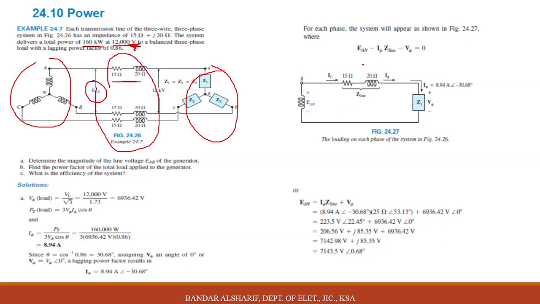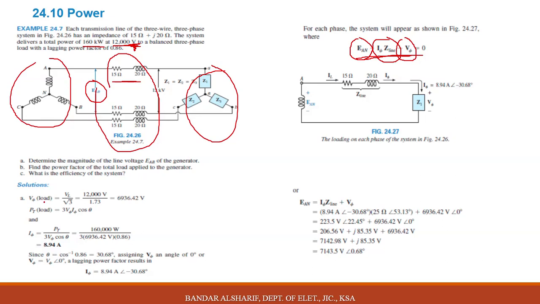We know Kirchhoff's voltage law: EAN, the source, minus I angle theta times Z line, minus V angle theta phase, equals 0. This means if we find V phase, we can find the current and multiply by Z line, and you will find the phase value here. If you find the phase value, you can find the line value by multiplying by root 3. This is what we need to do.